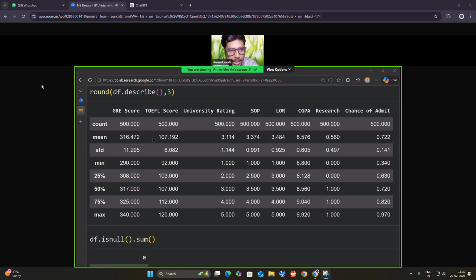Can you tell me the definition mathematically of outliers? What is the range of outliers? Accepted range. IQR. What is IQR?